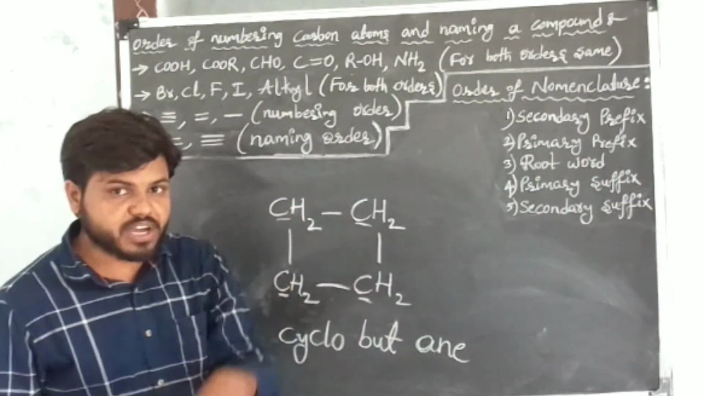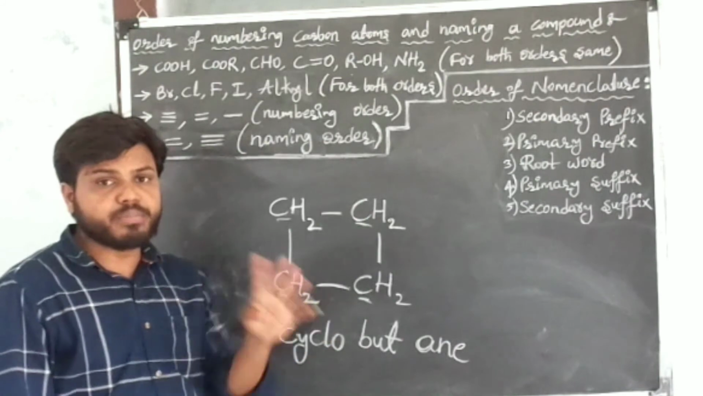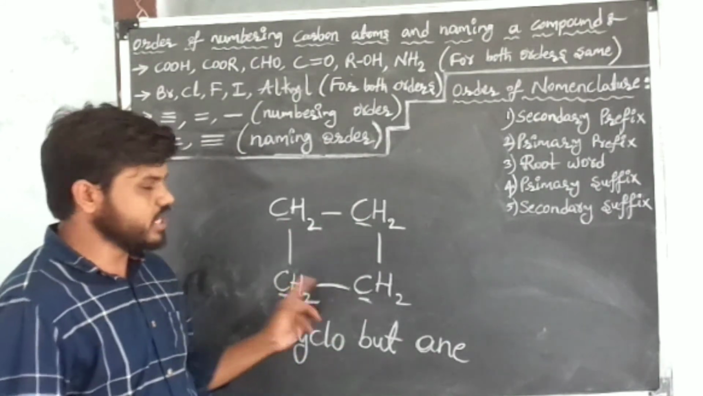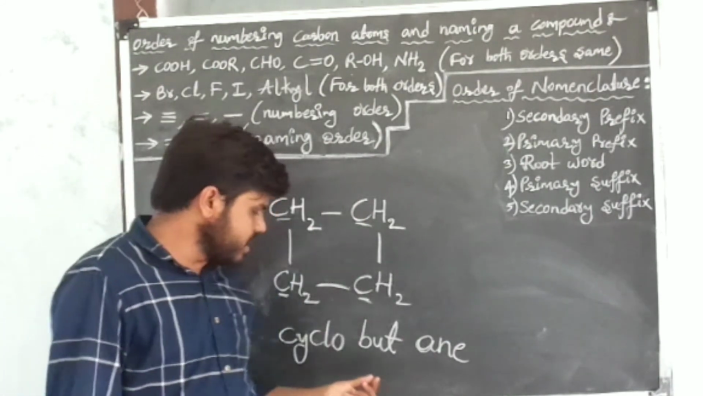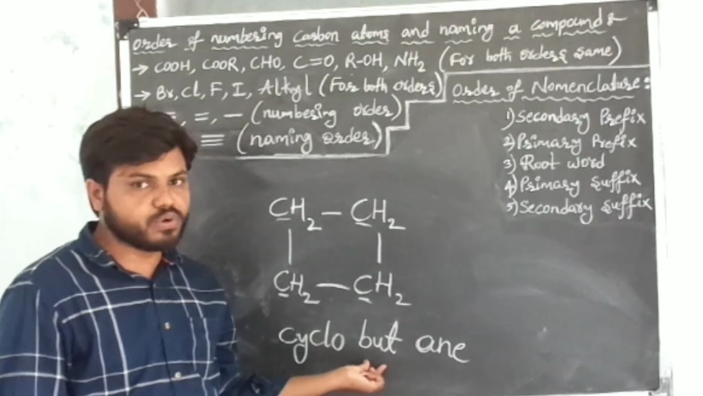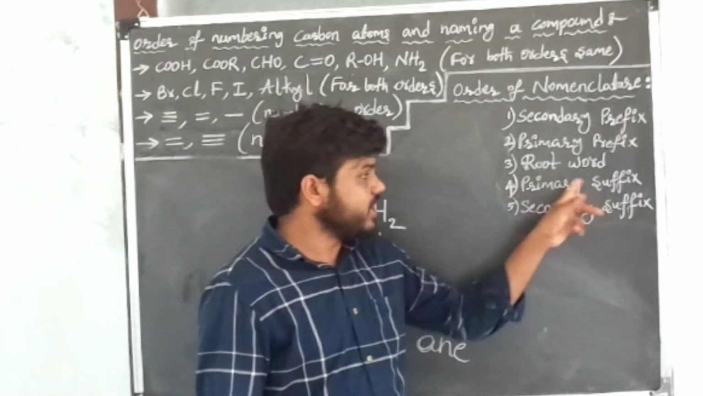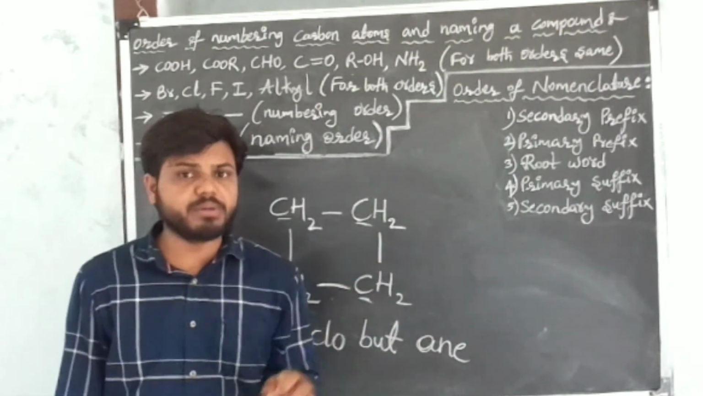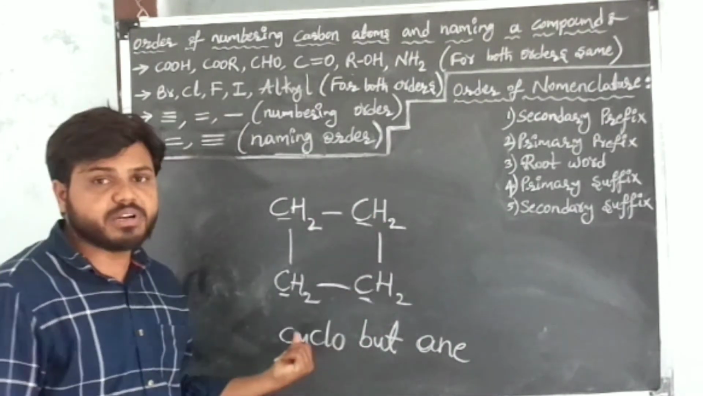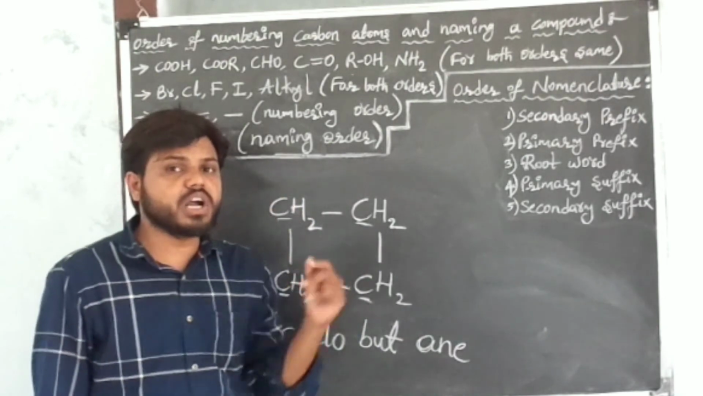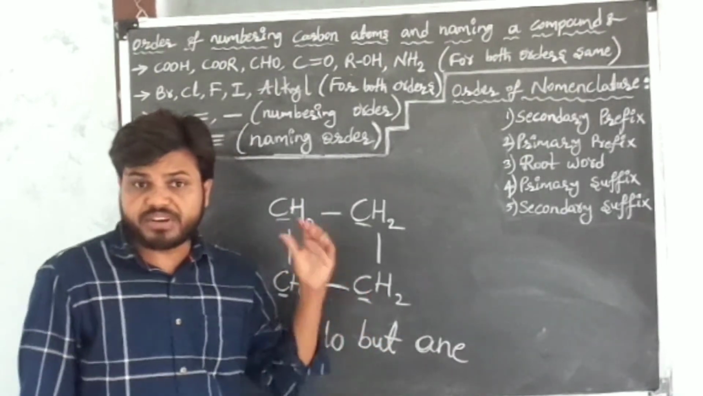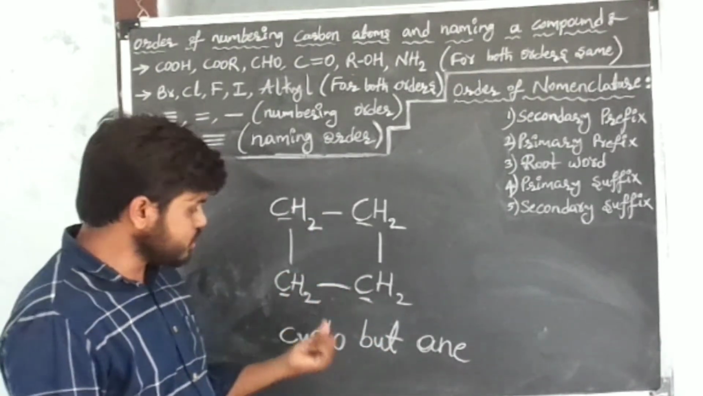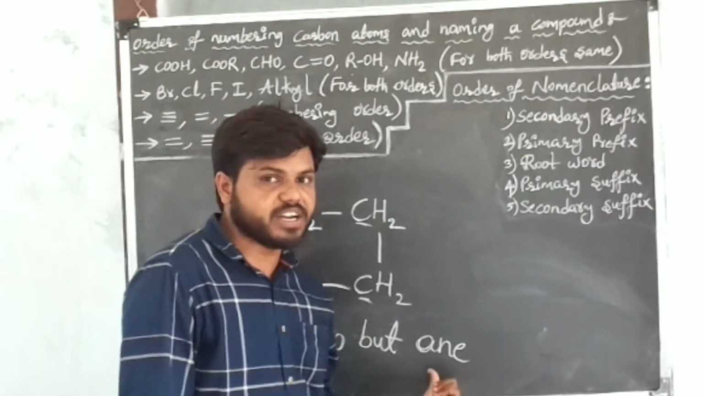Root word means number of carbon atoms. In the given carbon compound, 1, 2, 3, 4, there are 4 carbon atoms. Write the root word of 4 carbon atoms, that is but. After writing root word, go to the primary suffix. Primary suffixes are single bonds, double bonds, triple bonds. Between every two atoms single bonds are present, so I write the suffix of single bond, that is ane.